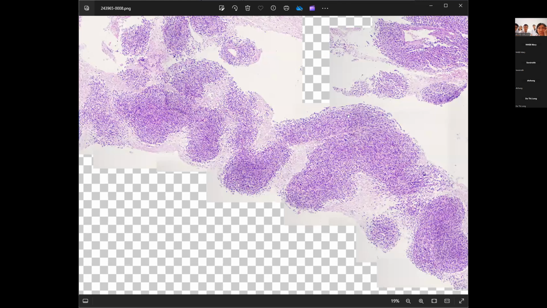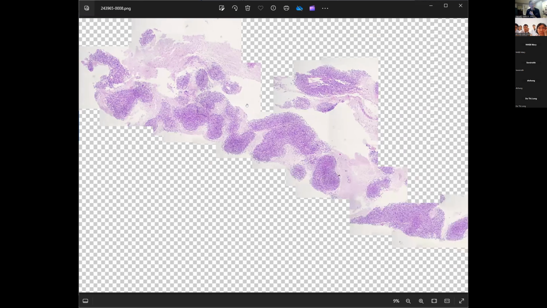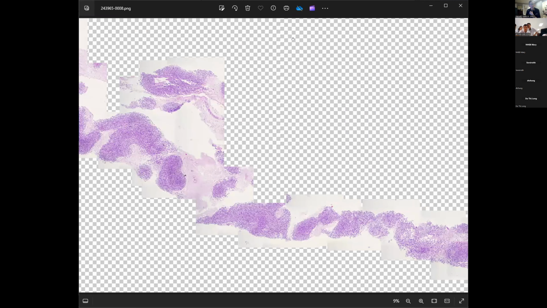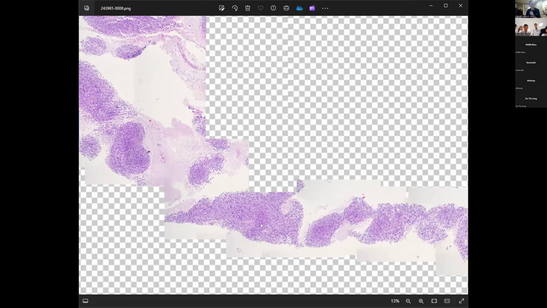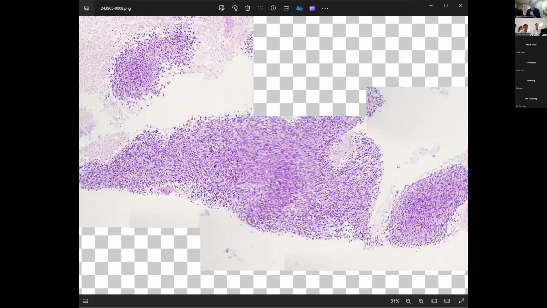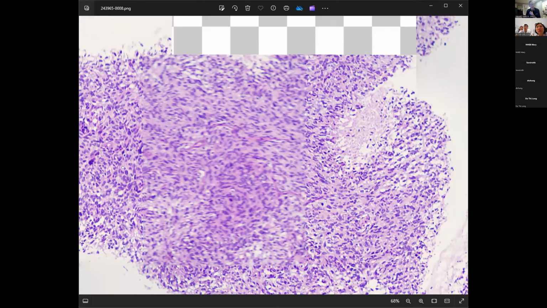So this also is a retroperitoneal tumor. And as you can see, it's quite different from the other case. We have areas of high cellularity, and then we have intervening areas with no cells. And it's quite blue. In other words, it's very cellular. And so we'll take a look at this tumor and see what we see.